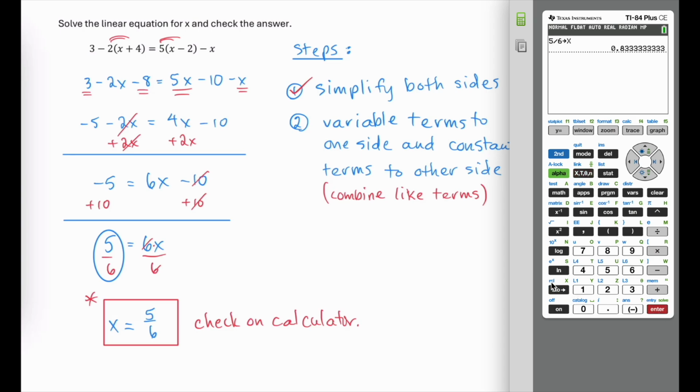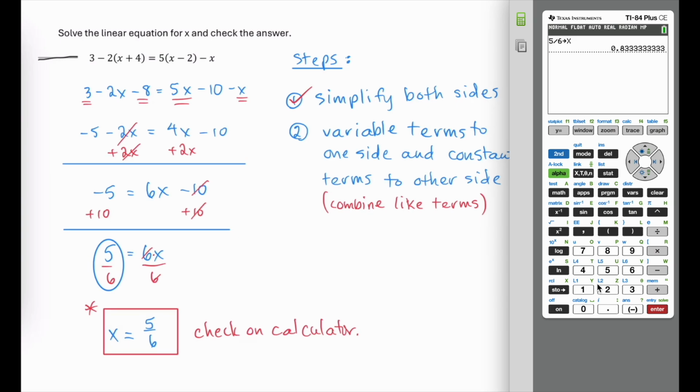So here is our store button that enables us to store a quantity. Now we go all the way back to the beginning equation and see what the left-hand side of this equation is with our stored quantity of x, or our solution, and compare that to what we get on the right-hand side with our solution stored in for x.